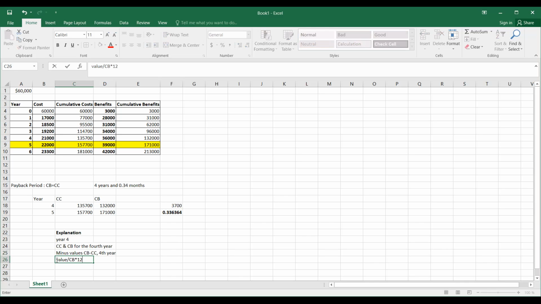So 4 years, and if you look at the value here, 0.336. So we'll add 1 to the value. If I have to reduce this into 2 decimal points, so 0.34. So 4 years and 0.34 months. Now this value is absolutely correct and it makes sense now. So this is how you actually go around calculating the payback analysis.